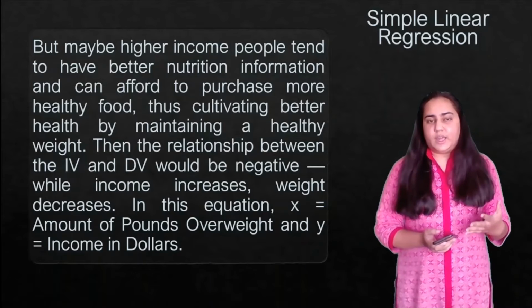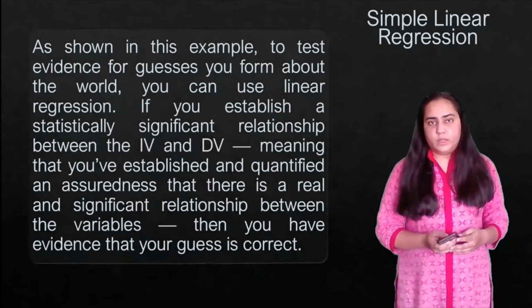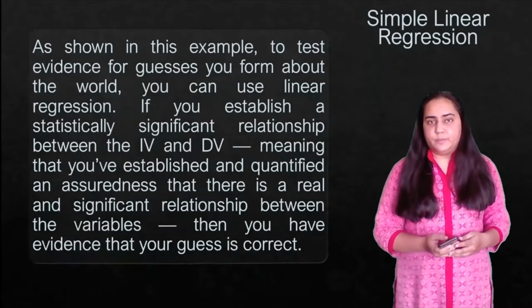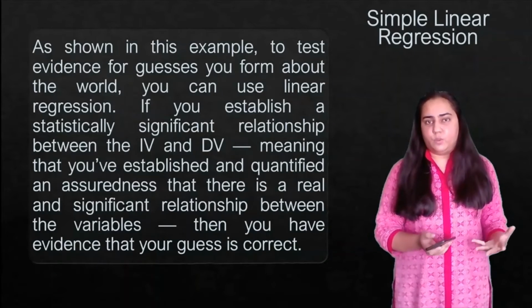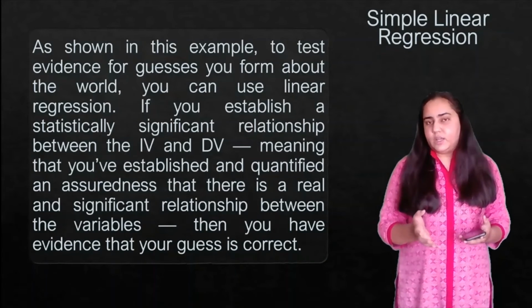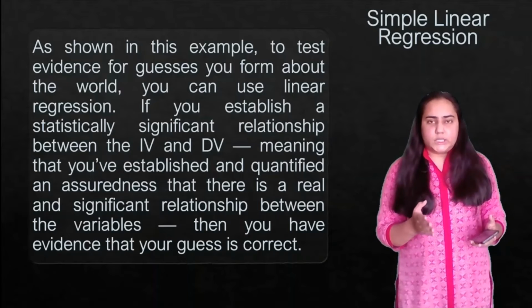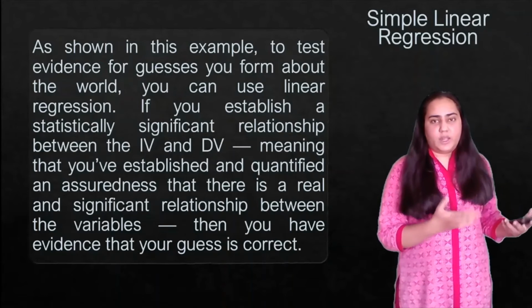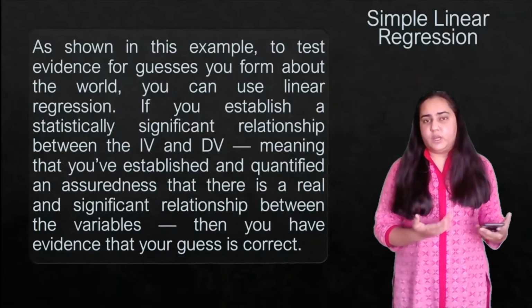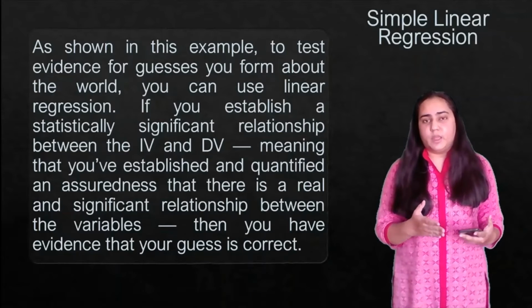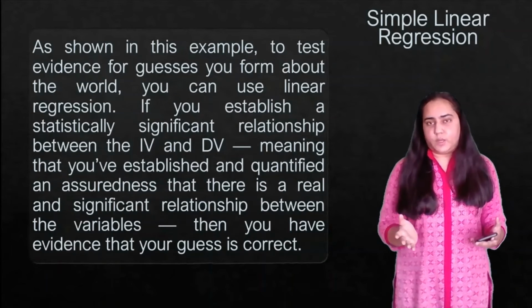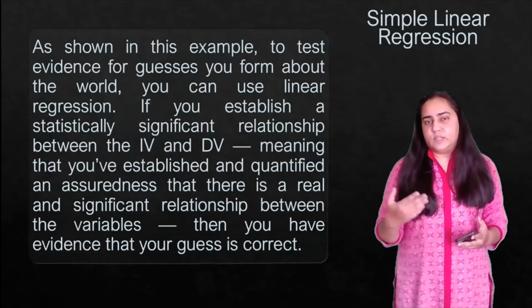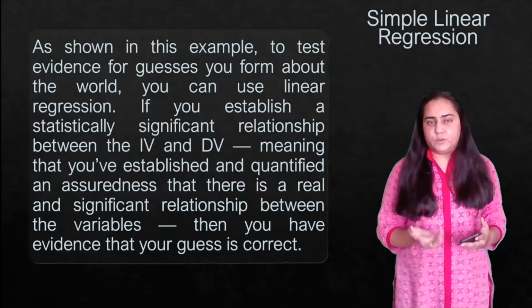So in this equation, X is equal to the amount of pounds a person is overweight and Y is equal to income in dollars. Now, as shown in this example, to test evidence for guesses you form about the world, you can use linear regression. So right now you do not know whether this relationship is linear or not, and you also do not know if a person with higher income is going to be overweight or tends to maintain a healthy weight. So you do not know that right now. And so that's why you would use linear regression to quantify that, to understand that.